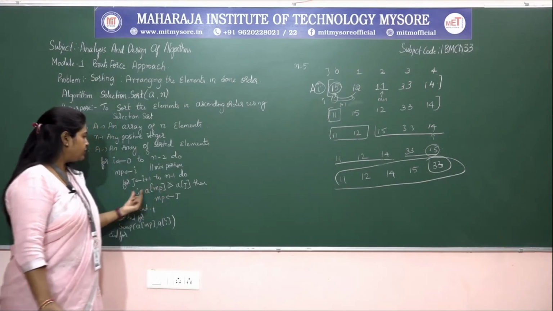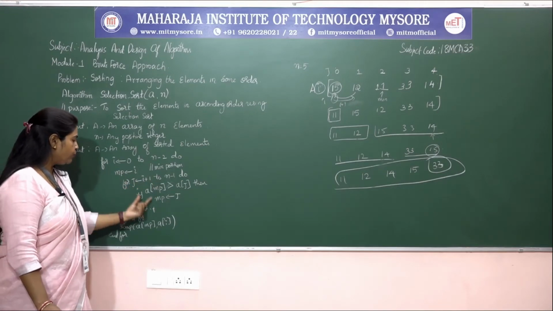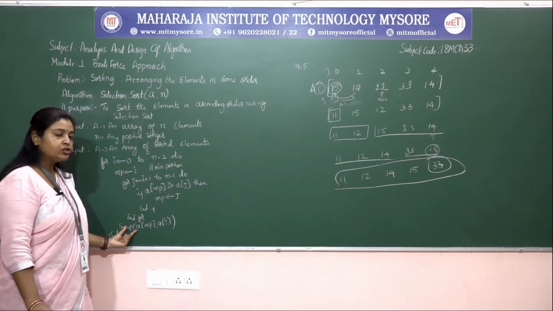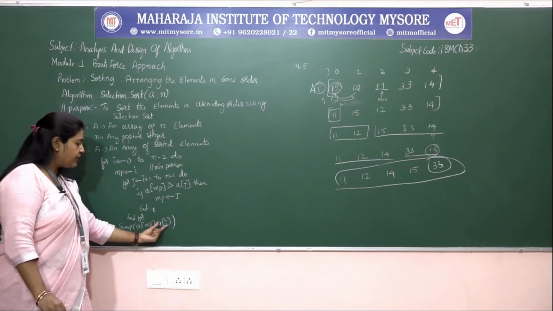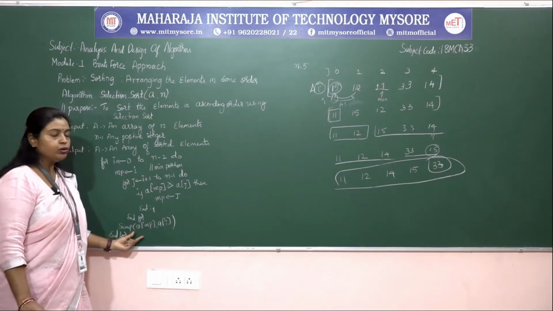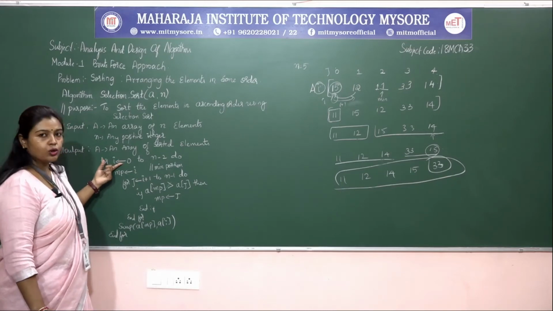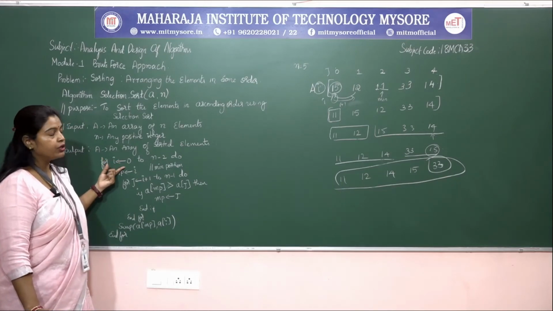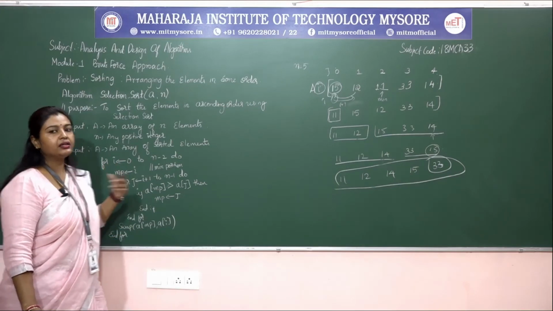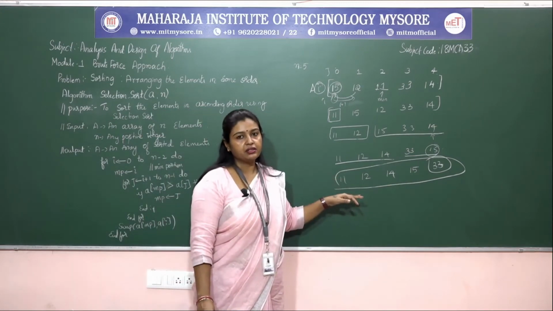Once the j loop terminates and all the comparisons have been made, then we need to do the swapping between what? The ith element and the minimum position element. That is what we need to do. Once you do the swapping, the control comes back, and for the next element we do the comparison. Again this process will continue until you sort all the elements present in the array.